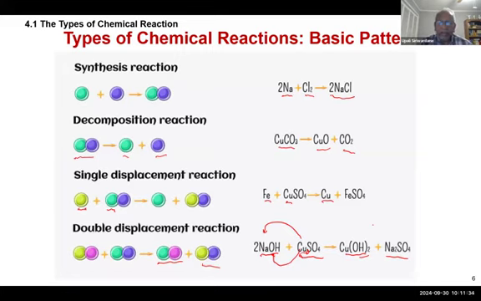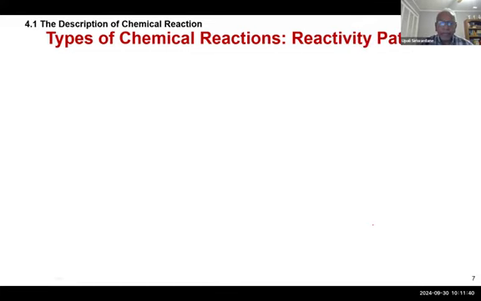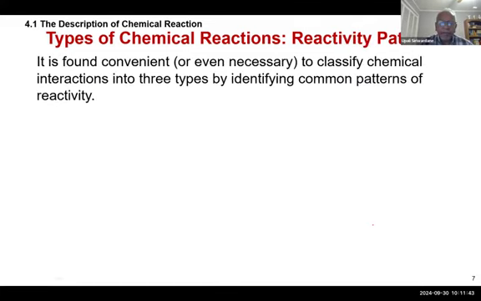You can look at the pattern and identify the reaction based on the basic pattern. The pattern depends on reactivity.